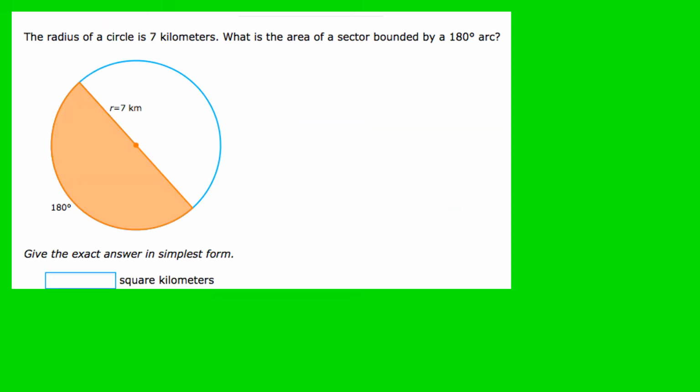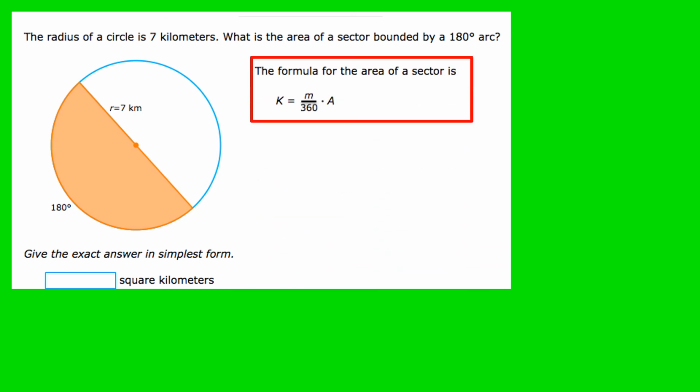In this problem, the radius of a circle is 7 kilometers. What is the area of a sector bounded by a 180-degree arc? In order to find the area of a sector, we must use the area of a sector formula. The formula states that K is equal to M divided by 360 times A. M represents the measure of the arc, and A represents the area of the circle.